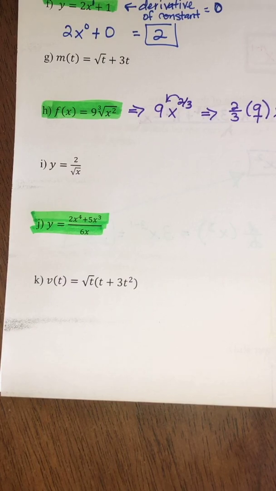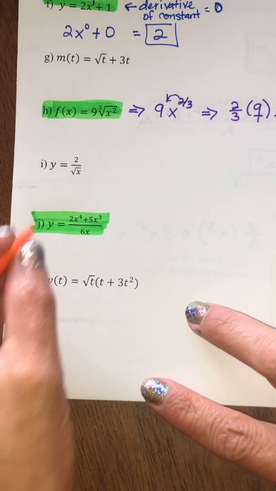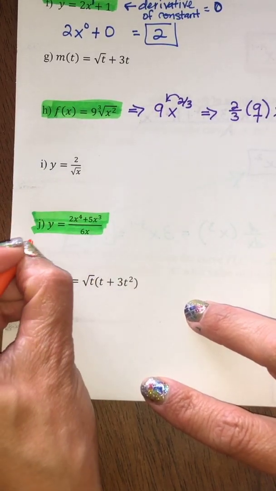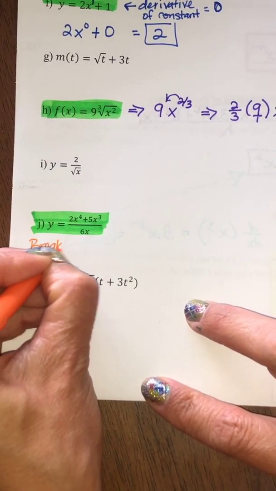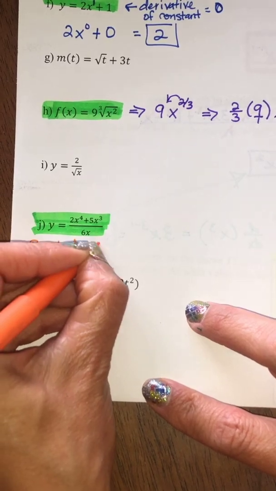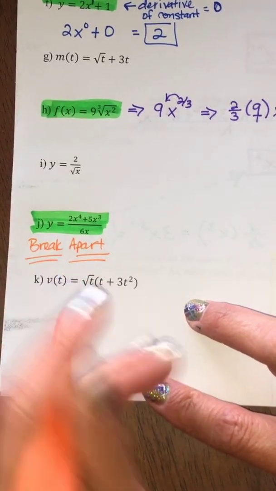All right, letter J. Y equals 2x to the 4th plus 5x cubed all over 6x. All right, so this one's a little bit different. It's a fraction with 2 terms in the numerator, 1 term in the denominator. What do we do? Well, the first thing is we're going to need to break apart that fraction. So make sure you add this to your notes. Whenever you see a problem like this, you got to know, I got to break that apart.